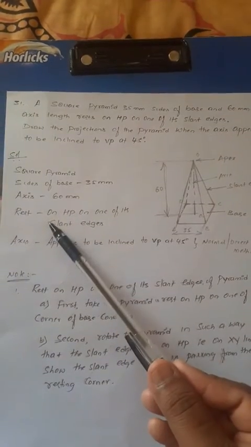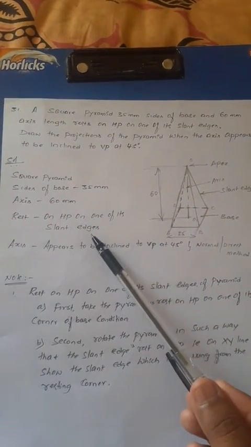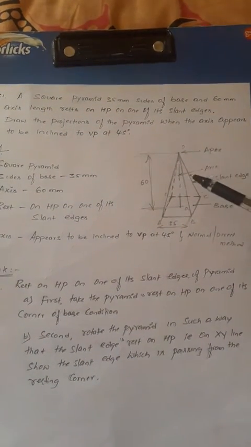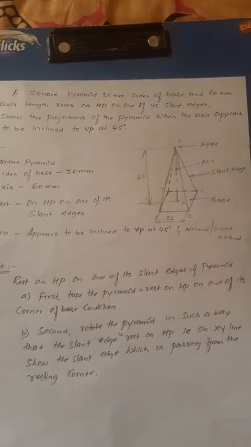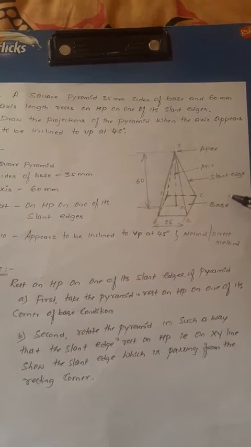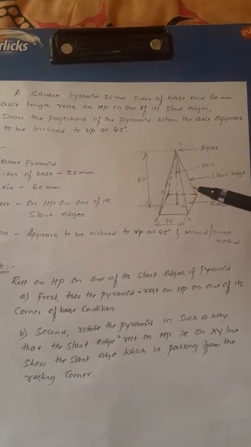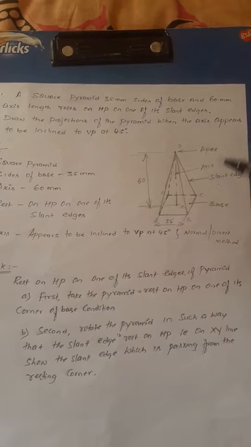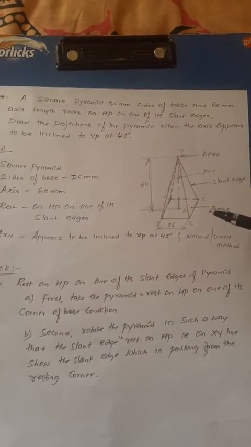Now the next interesting thing is given: rest on HP on one of its slant edges. What is the resting condition given? Rest on HP on one of its slant edges. Where are the slant edges here? These OA, OB, OC, OD are the slant edges. It directly rests on HP on one of its slant edges. Now see the difference between this problem and the previous problem. First identify the difference, then understand the problem.